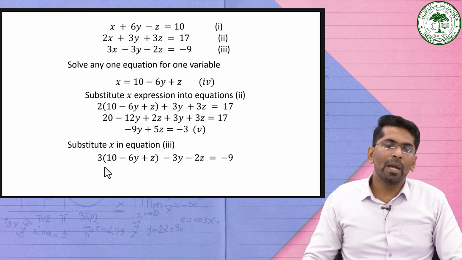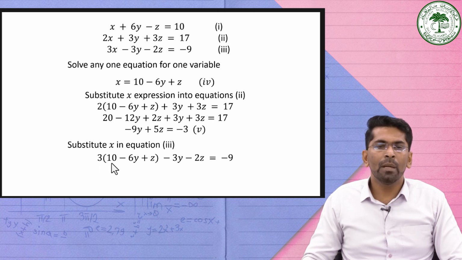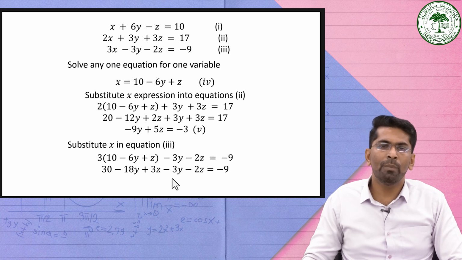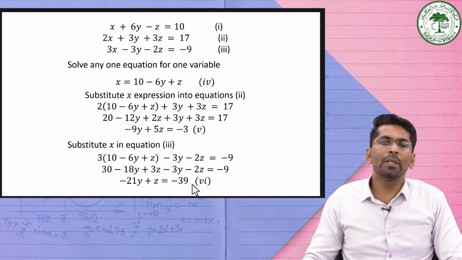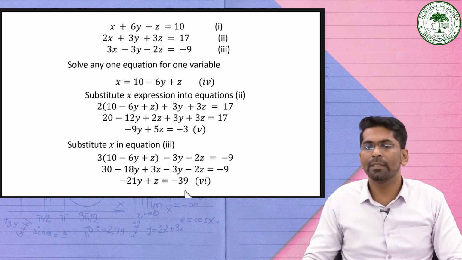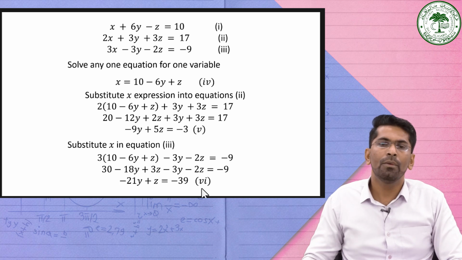Here we can open the bracket by multiplying 3 into all these terms. So it will become 3 into 10, which is 30, 3 into minus 6y, which is minus 18y, then 3 into z, which is plus 3z. Then what is remaining here? It is minus 3y minus 2z, which is equal to minus 9. If you go for simplifying it, minus 18y minus 3y is minus 21y, then plus 3z minus 2z will become z, then minus 9 minus 30, which will become minus 39. I am denoting it as equation number 6.